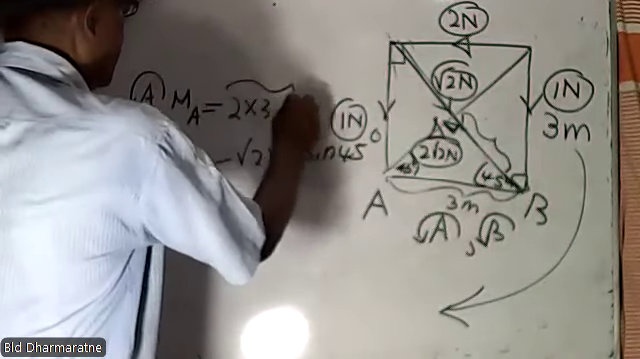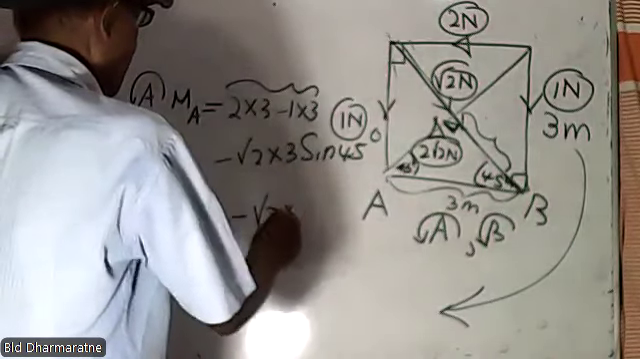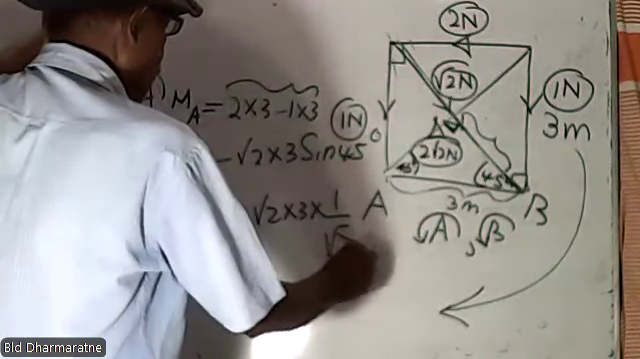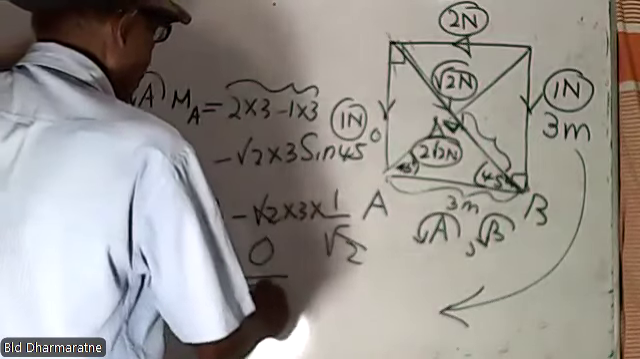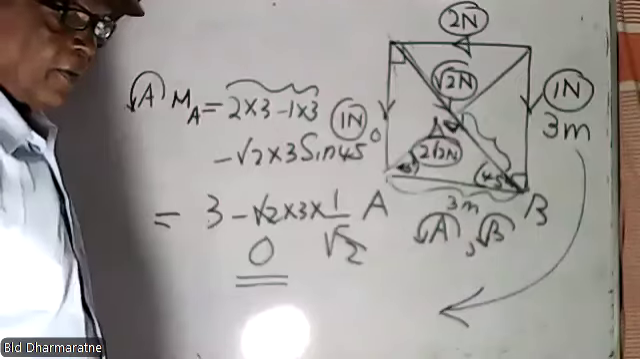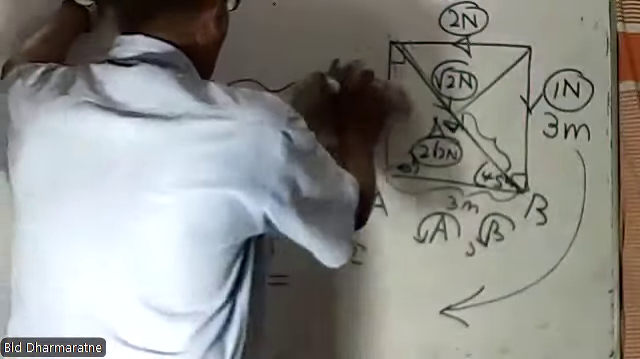Then calculate it: 3 Newton minus root 2 into 3 into 1 over root 2. Root 2 and root 2 cancel. 3 minus 3 is 0. The answer is 0 moment. Now we get it. Next one.